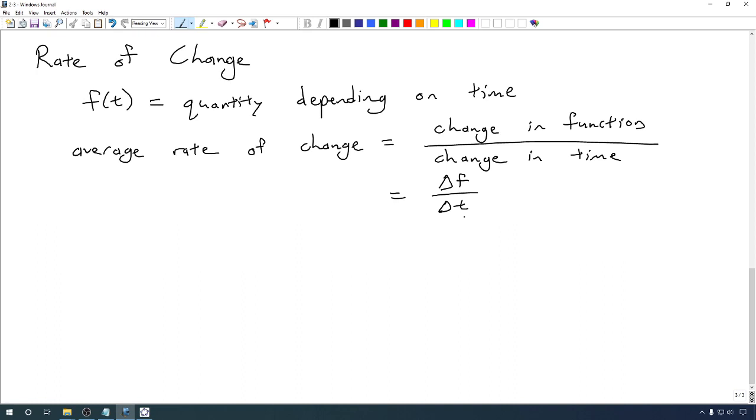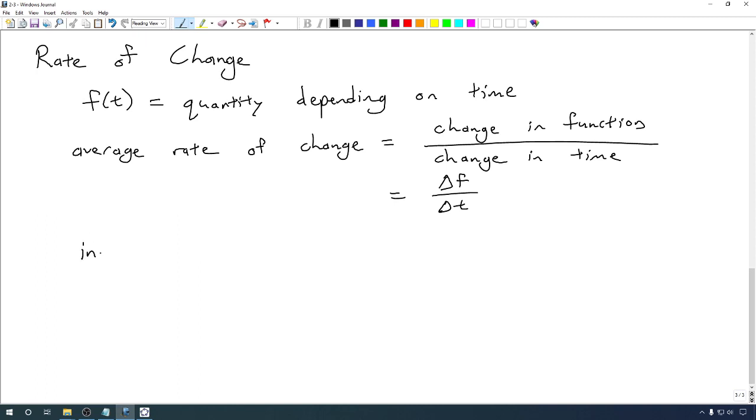So basically, we take the amount of time that we have for our interval on the bottom, and on top we would subtract whatever the value of f is at the end minus whatever the value of f was at the beginning.